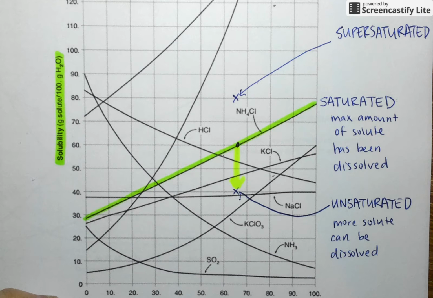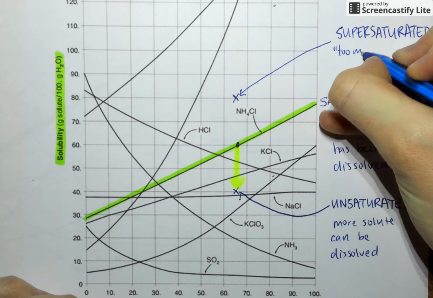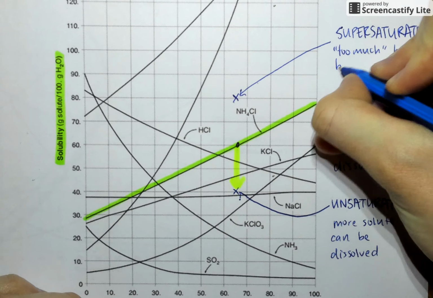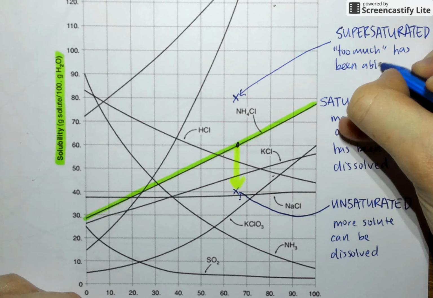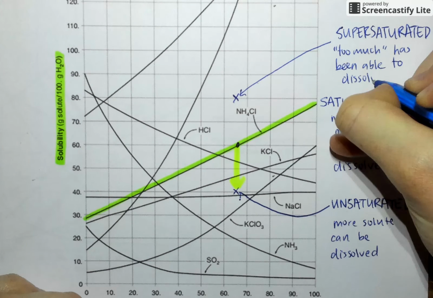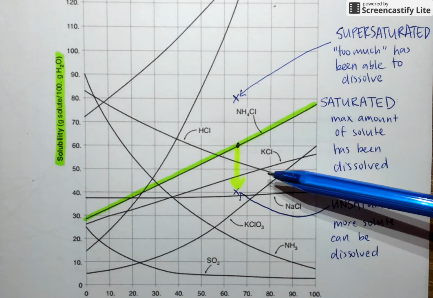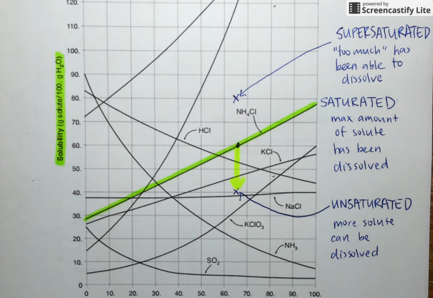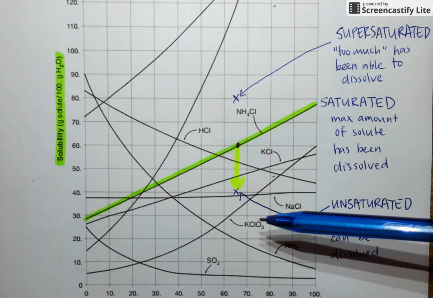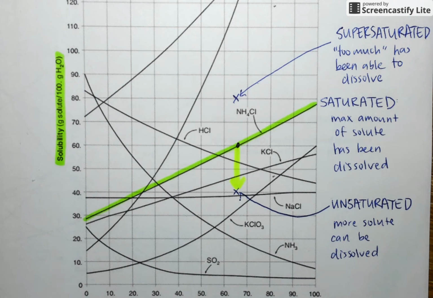And a supersaturated solution is one in which kind of too much has been able to dissolve. Nine times out of 10, questions on Table G on the Regents exam are going to be about saturated solutions. You know, to say like at 50 degrees Celsius, how many grams of potassium chloride can you dissolve in 100 grams of water? But knowing these other two terms, unsaturated and supersaturated, is going to come in handy to describe solutions that are different from your regular saturated varieties.